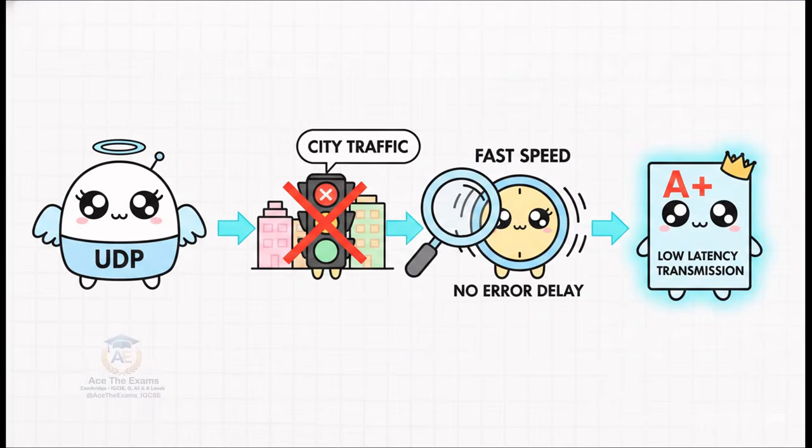You start with the concept. State that the system utilizes the User Datagram Protocol, or UDP. Next up, the scenario evidence. You specifically mention this is essential for the massive data loads in urban traffic monitoring. Then comes your scientific reasoning. You explain that because UDP is stateless, it completely eliminates the delay caused by error checking. Finally, hit them with that precise examiner wording. Wrap it all up by stating this ensures the low latency transmission that is critical for real-time video. Boom, full marks. Every single available point effortlessly captured.